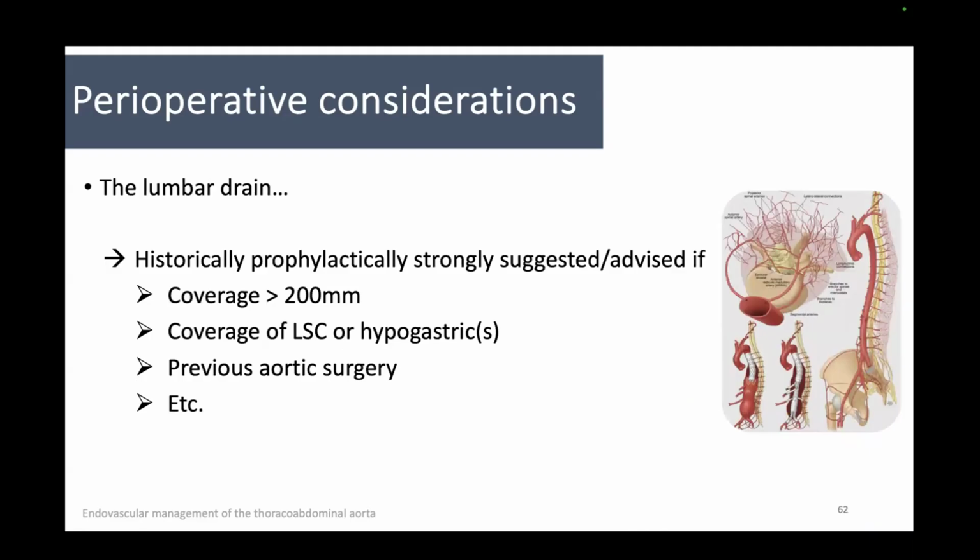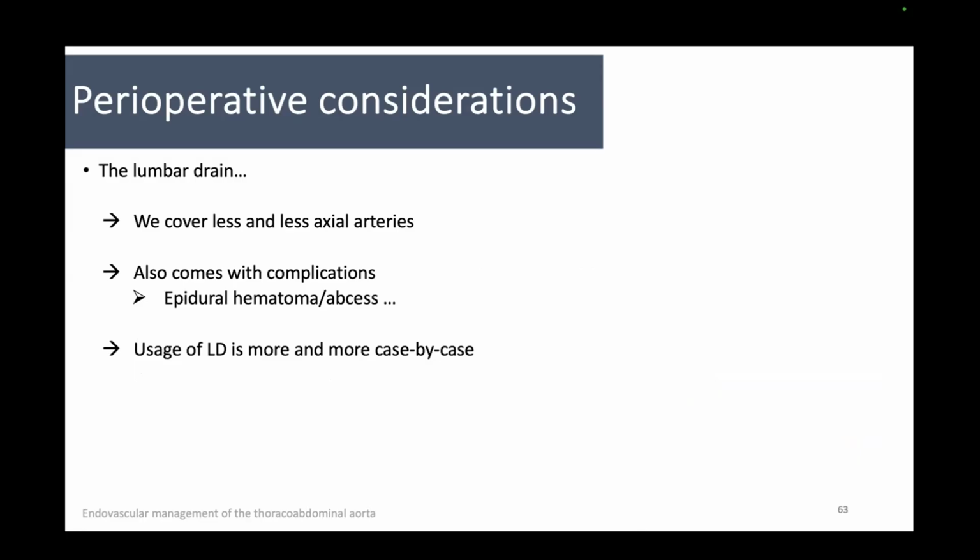So the lumbar drain, the last thing I'm going to talk about in this segment. Historically it's been strongly suggested as a prophylactic measure if you had some criteria of high risk, like coverage more than 200 millimeters, coverage of the subclavian or hypogastric arteries, or previous aortic surgeries, things like that. We cover fewer and fewer axial arteries right now as we go on and do these fenestrated grafts, so we don't have as many of these kinds of risks anymore.